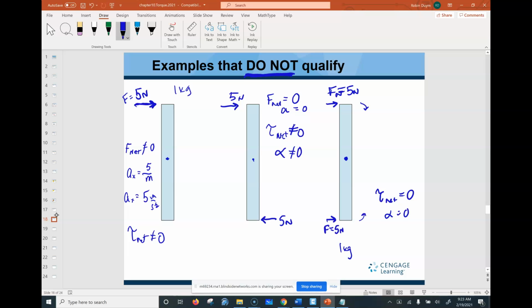But what is your acceleration? If you add up all your forces, the sum of all your forces is going to be 10 newtons, and the mass is 1 kilogram again, so your acceleration is going to be 10 meters per second squared.